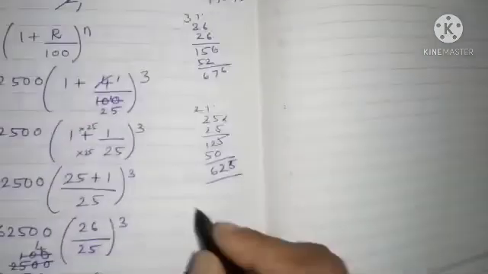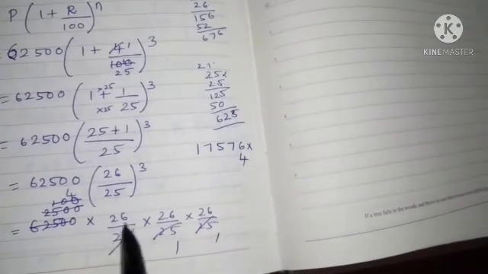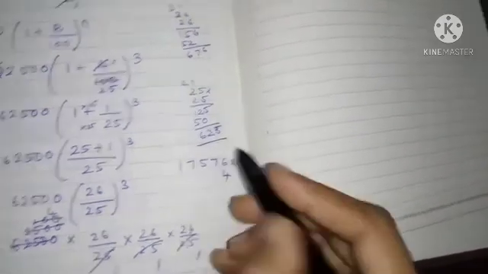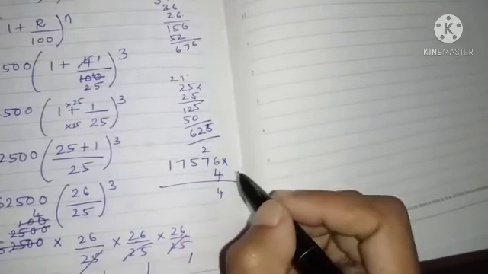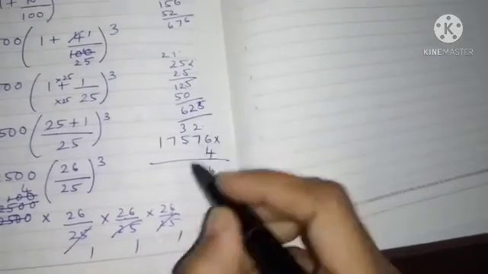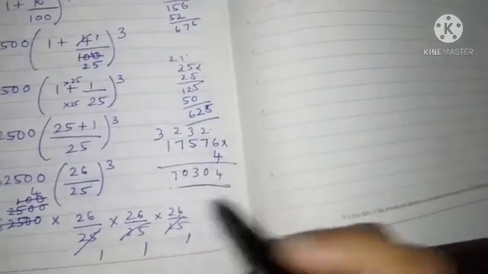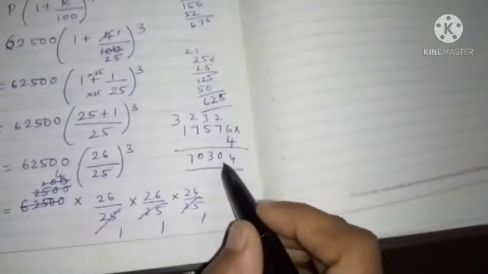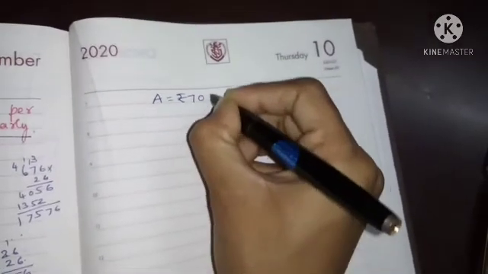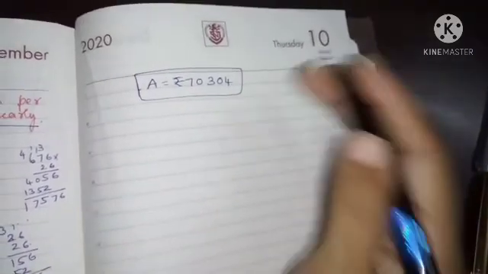17,576 into 4, because 1 4 is there. I have multiplied 26 into 26 into 26 and got 17,576, into 4 is there. 6 fours are 24, 7 fours are 28, 29, 30. So the answer is 70,304. So the amount which you are getting is rupees 70,304. You got the amount which you are paying at the end of 1.5 years.